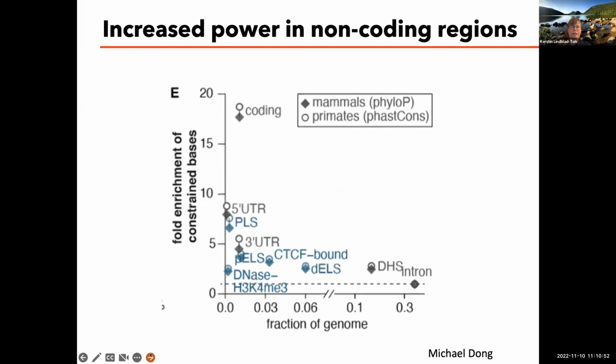We can see that we have increased power to now detect constraint in non-coding regions as well. If you look at the fold enrichment of constrained bases, you obviously see that this is highest in coding regions, but it's also present for UTRs and different types of enhancer elements and such.